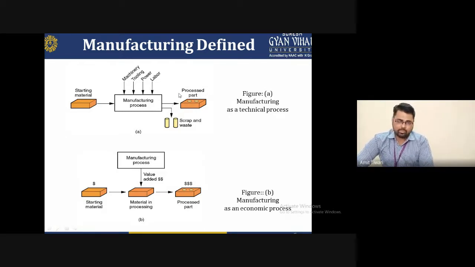In between, these four elements are the responsible factors of the manufacturing process. We use them as technical terms, because the machine is technical, the tool is technical, and so are power and labor. These are the definitions I am providing for the manufacturing process as technology-based, and the manufacturing process as economics-based.